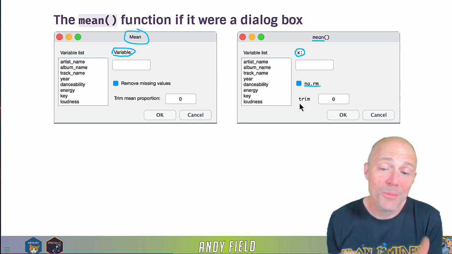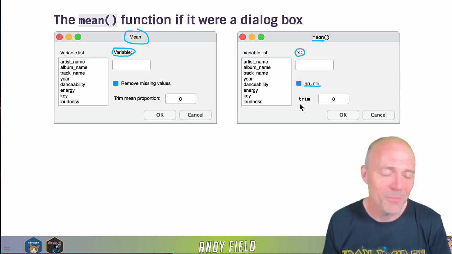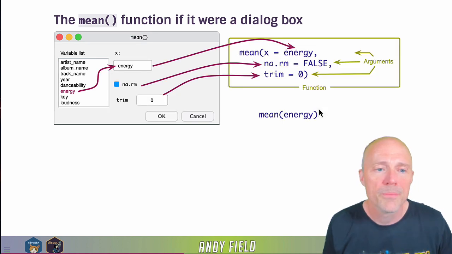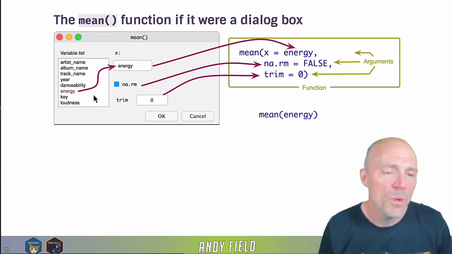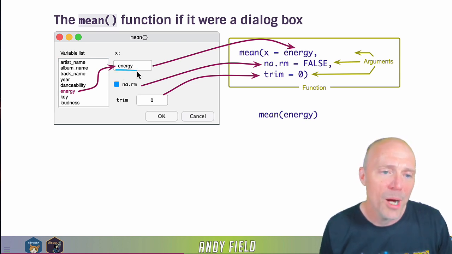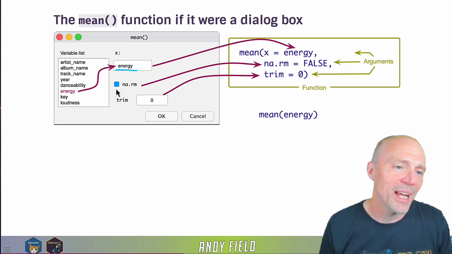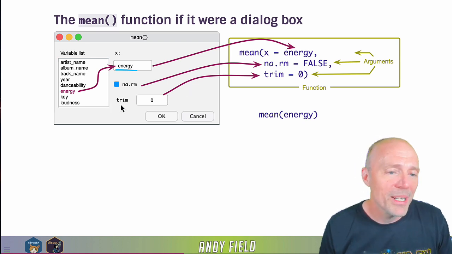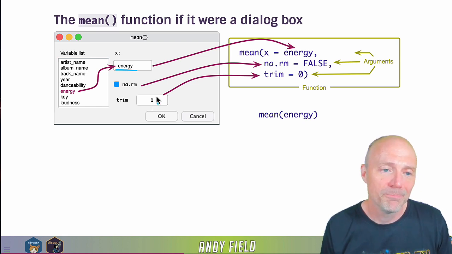A lot of these arguments are things we've got to type in. So people who write functions tend to keep the arguments short and sweet because it saves you typing. But the basic principle is the same. So if we were using this dialog box, we might say we want the mean of energy scores. So this is a variable called energy. So we drag that up here if this were a dialog box. And we might say, well, we don't want to remove missing values, so we'll leave this box unchecked. And we might say we don't want to trim any scores either, so we'll leave this as 0. We're not going to get rid of any scores before we calculate the mean.